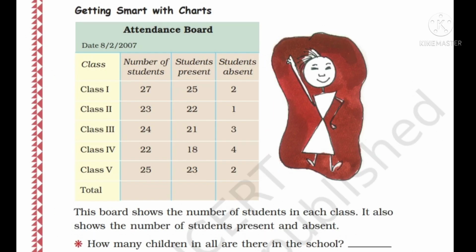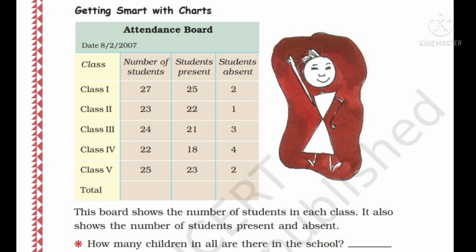Smart with charts. Attendance board. Date 8/2/2007. The attendance board of classes 1 to 5 was given. Number of students in class 1 is 27. Students present were 25 and absent 2. Class 2, 23 students, 22 were present and 1 absent. Class 3, 24 students, 21 present and 3 absent. Class 4, 22 students, 18 present and 4 absent. Class 5, 25 students, 23 present and 2 absent.